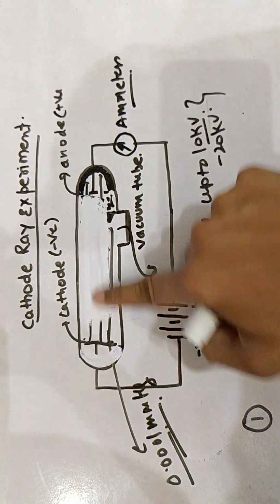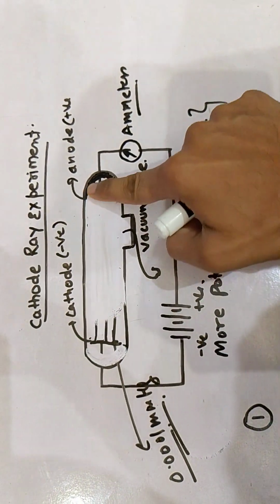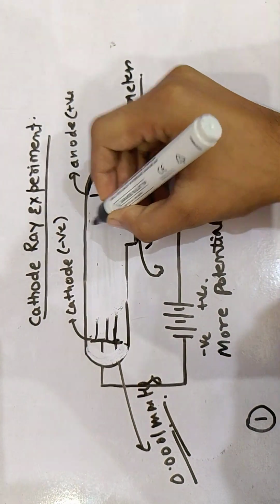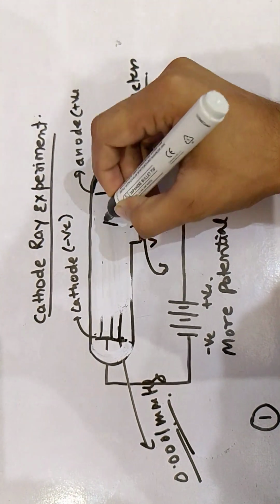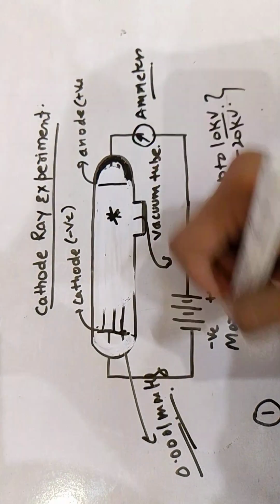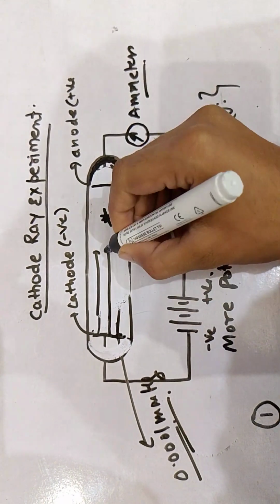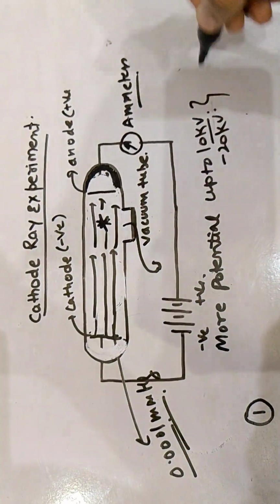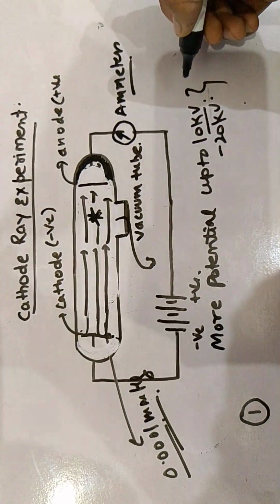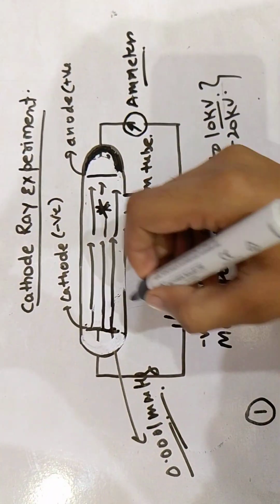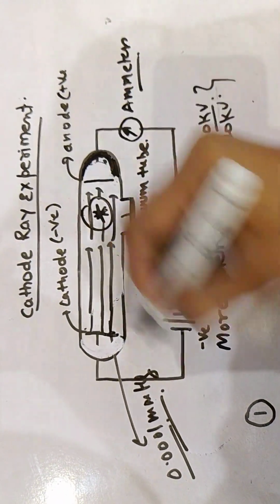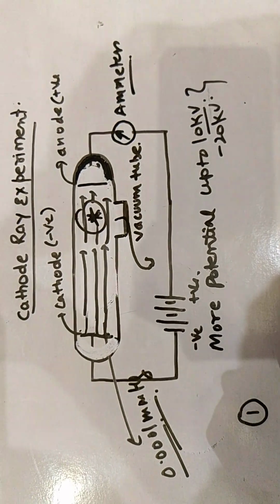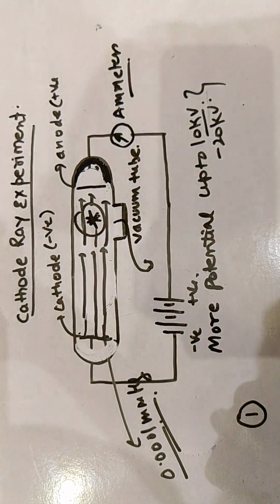And another property: when we put a wheel over here, we find that it starts rotating, which means there is kinetic energy in these rays, so we concluded that these rays have kinetic energy.